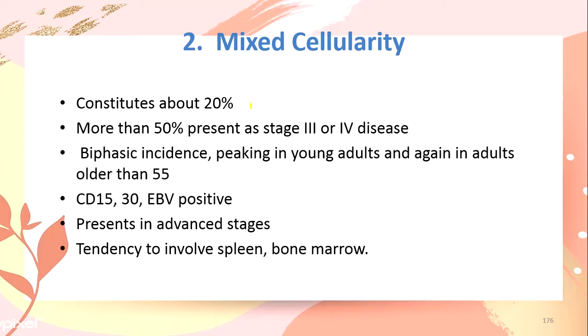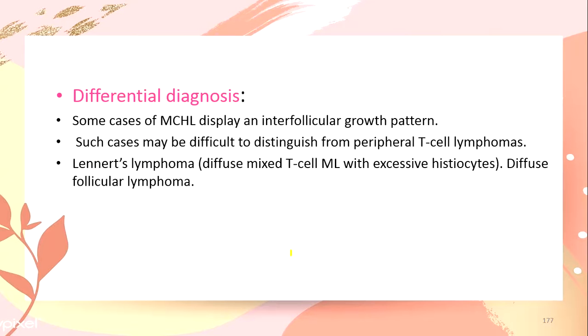Mixed cellularity makes up 20% of classic Hodgkin lymphoma, and more than 50% present as stage 3 or 4 disease. It has biphasic incidence, with a peak in young adults and again in adults older than 55. CD15, CD30 and EBV positive, it presents in advanced stages, and it has a tendency to involve the spleen and bone marrow.